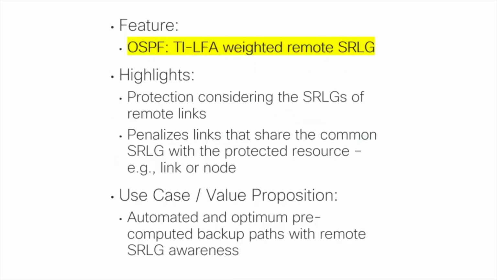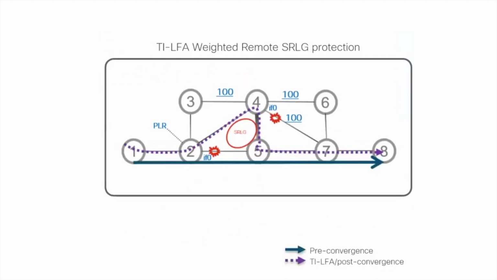So in this case, you have a PLR like router number 2 that is trying to protect traffic on an interface, for example, interface 0 connecting to router number 5. But it turns out that interface 0 on router number 2 and interface 0 on router number 4 are in the same conduit. Maybe it's on the same pipe on the street. So they are assigned to the same SRLG.